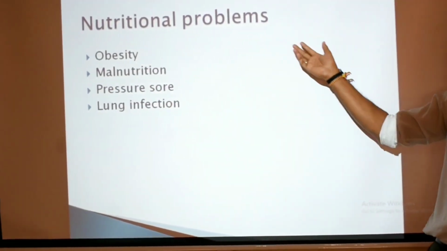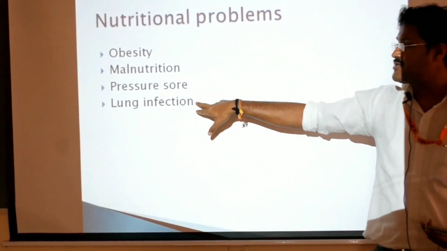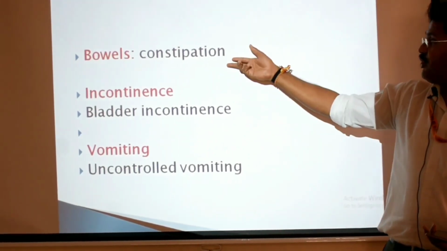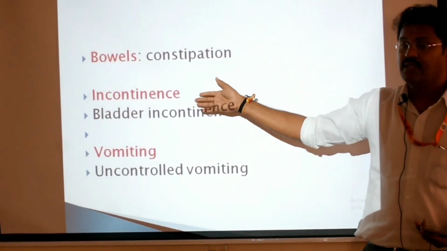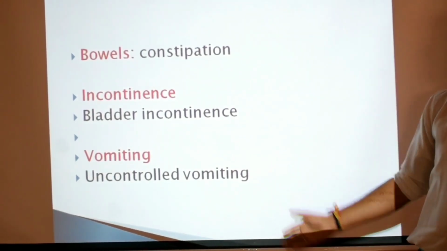Now, nutritional problems are associated with myopathy. These are obesity, malnutrition, pressure sores, and an infection in the lung. Also, bowel problems include constipation, bladder incontinence, uncontrolled vomiting, and other symptoms.